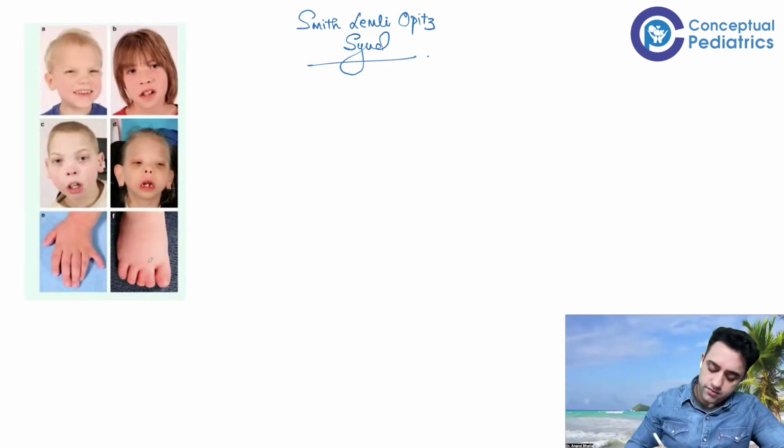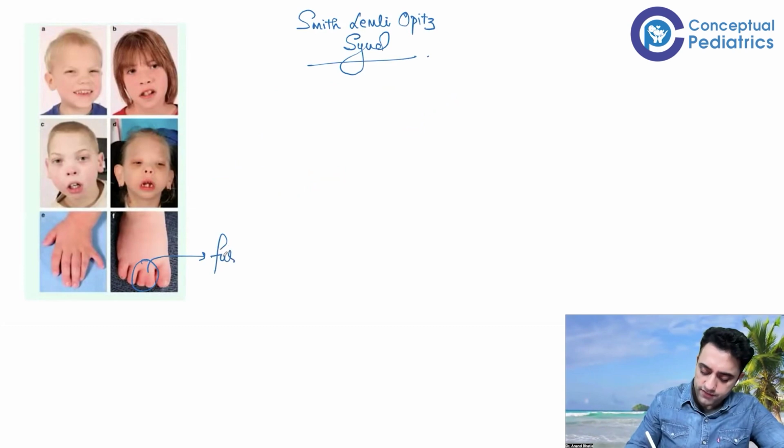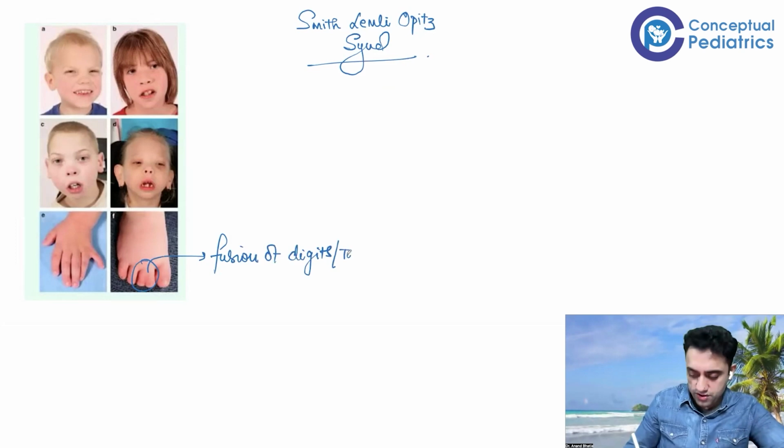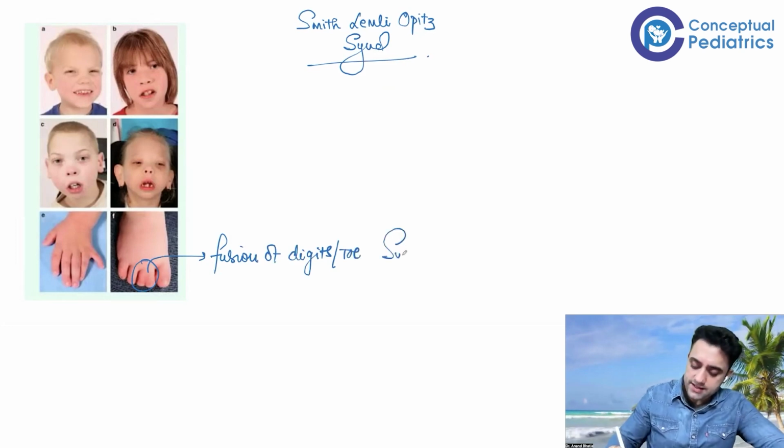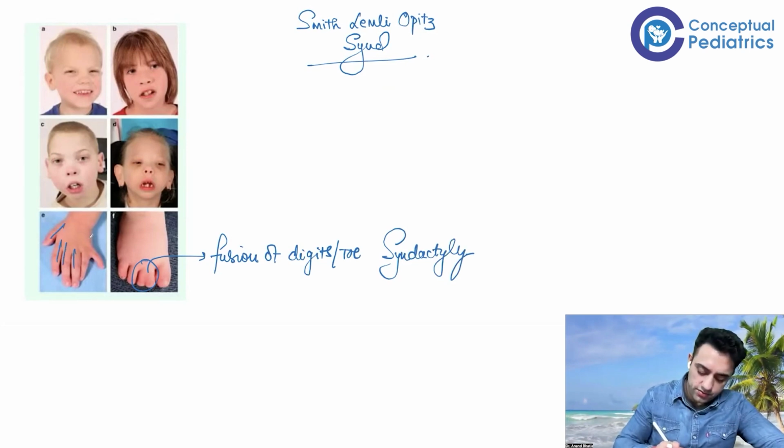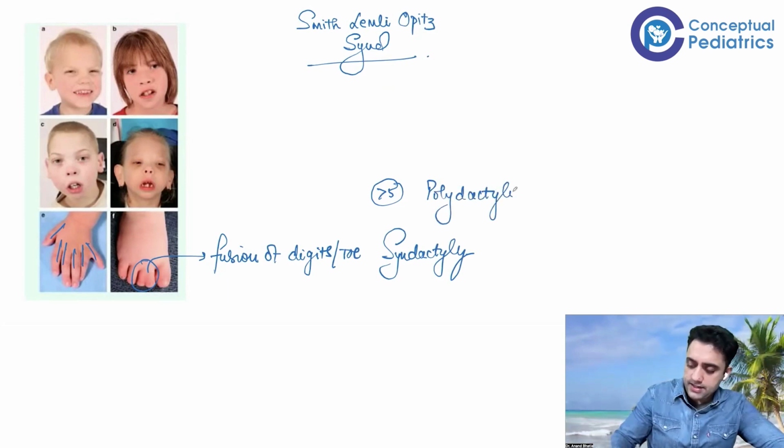So this patient right now has an abnormal fusion of the digits, as in you can say fusion of the toes basically. So this is known as syndactyly. And if you count the fingers over here, 1 2 3 4 5 and 6, so more than 5 fingers, that is polydactyly. Okay, so at least these basic terms you should know.